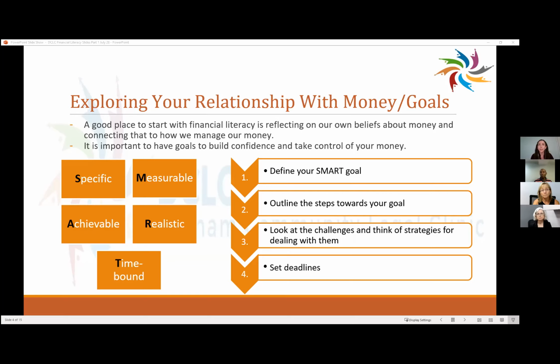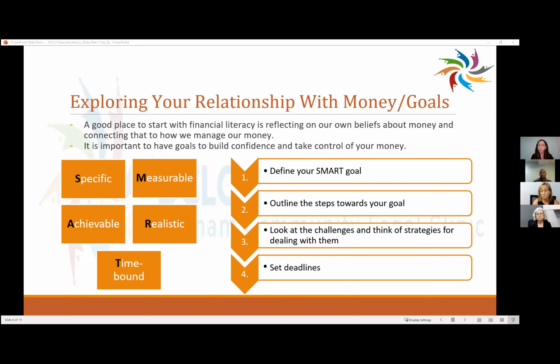Another important step to take when looking to financial literacy is to have goals. There's a helpful acronym to use, which is SMART goals, and this is going to help build confidence so that you can take control of your money better. When you're thinking about goals and you're looking at SMART goals, the first of the acronym is S, which is specific. It's helpful to make your goal as specific as possible because that's going to help you know exactly what you're working towards and what you're striving towards.